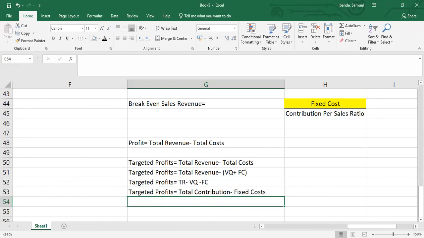So if you want to now go ahead to, let's say, make total contribution the subject in that formula.